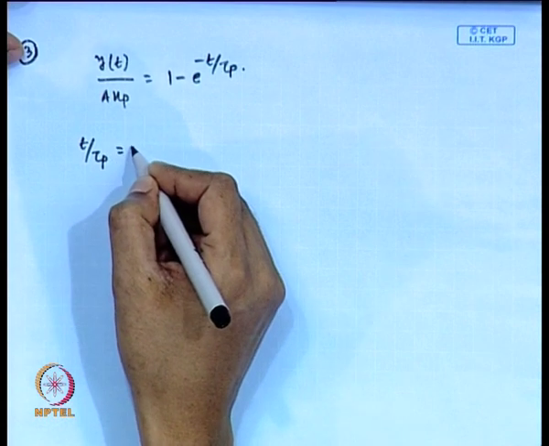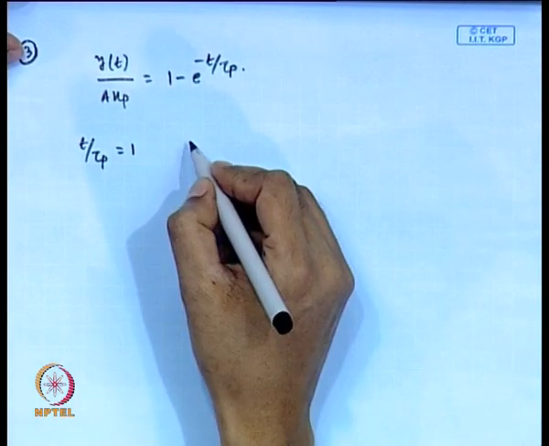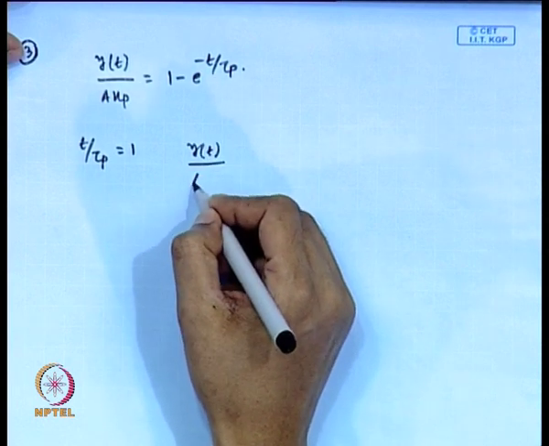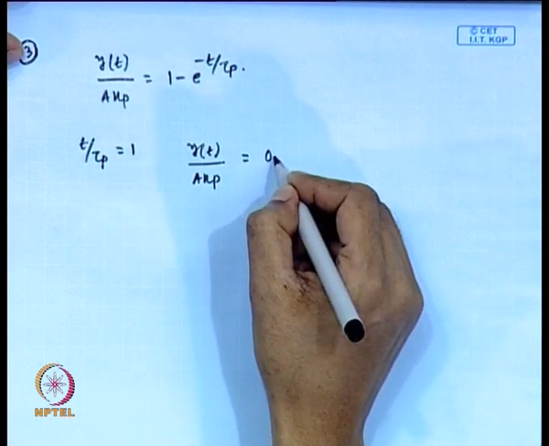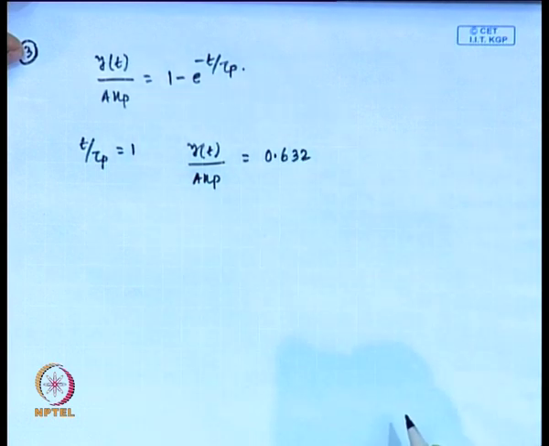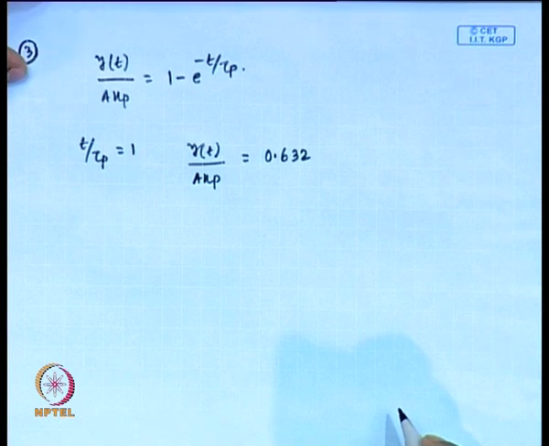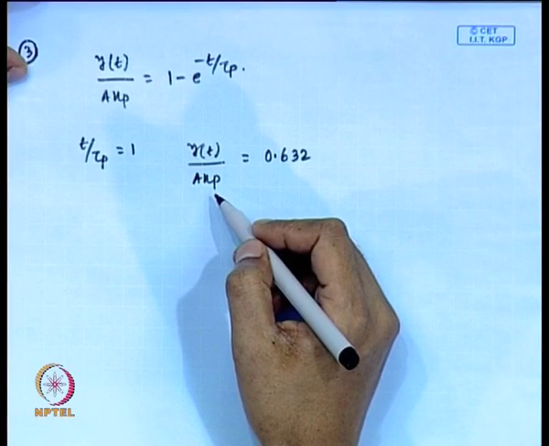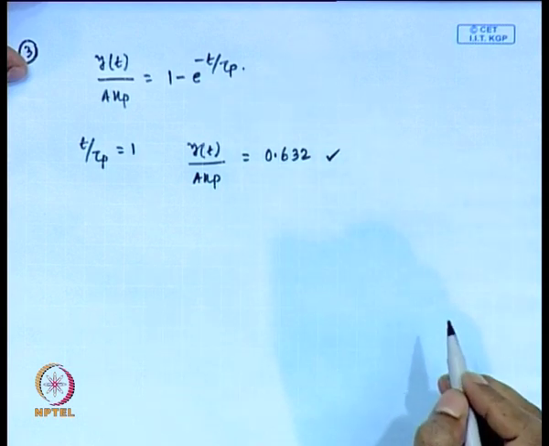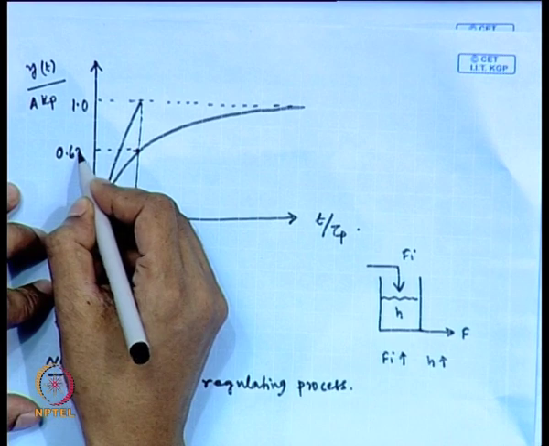Considering t divided by tau p equals 1, we get y(t) divided by K p equals 0.632. Fine. That means, originally the process reaches 63.2% of its final value. So, this is 0.632.